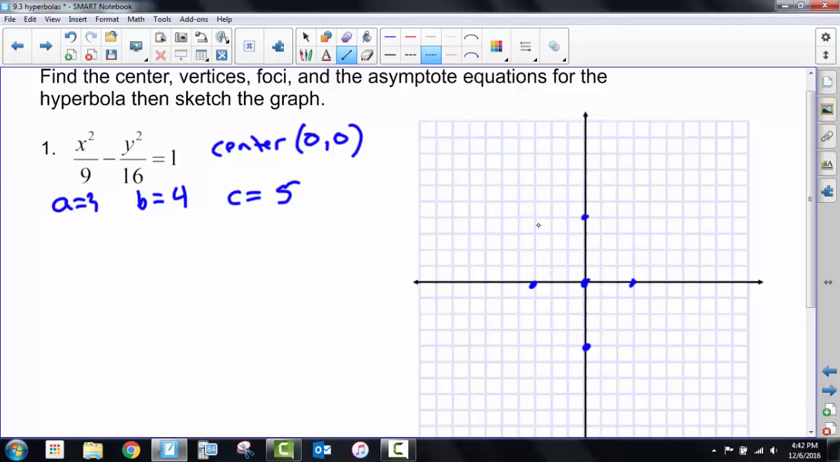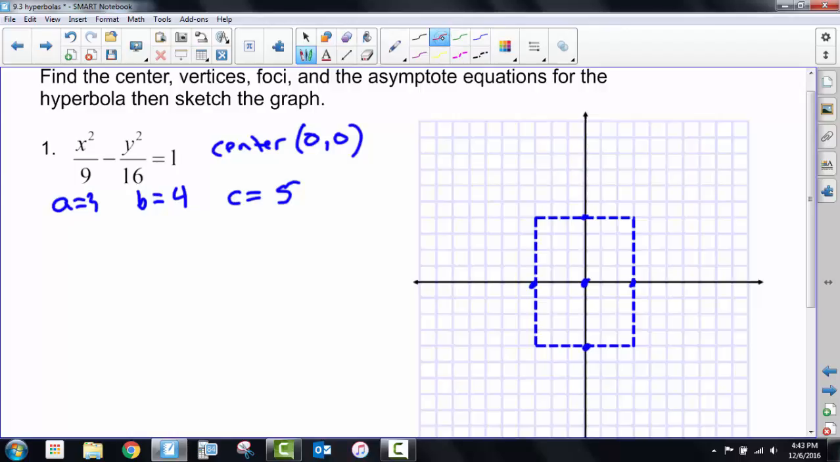So therefore I'm going to mark a point up 4 and down 4 from my center. Now here's something we do that is a little goofy, but it really helps us with our sketches. We draw a rectangle. Again, this rectangle is not actually part of the graph. It's just a guide. That's why I'm drawing it dashed and why you should do the same thing. But it's very, very helpful. It tells us a few things.